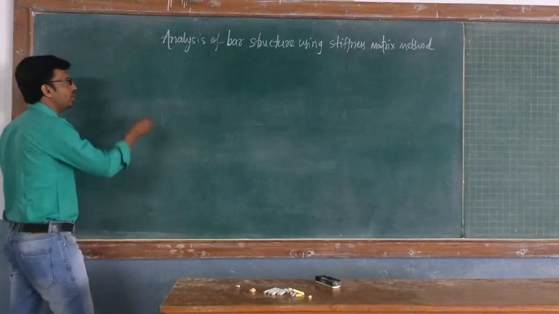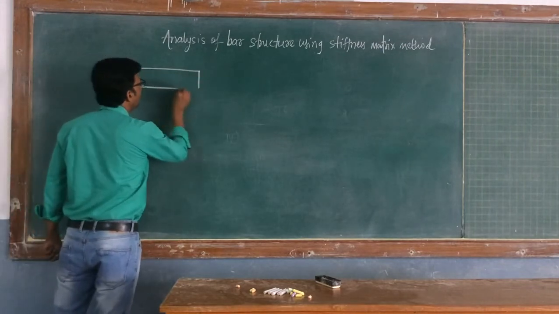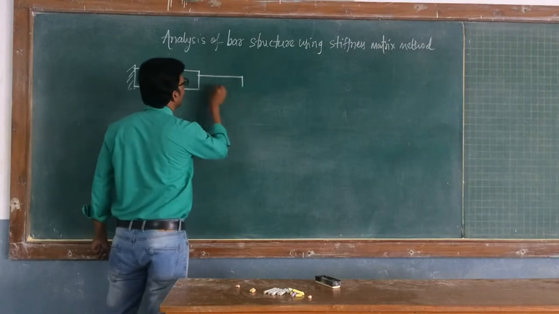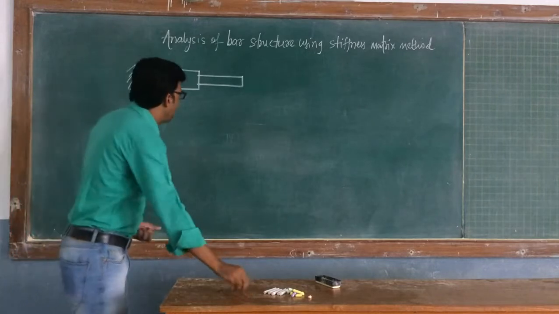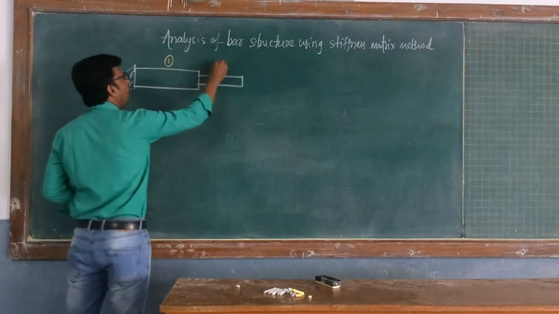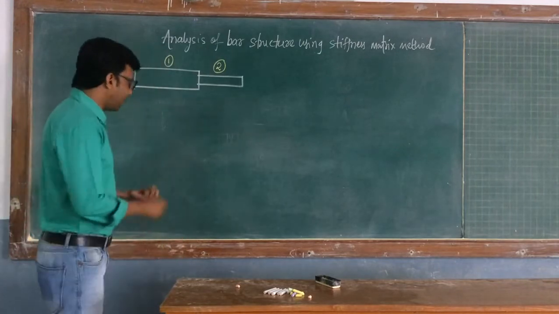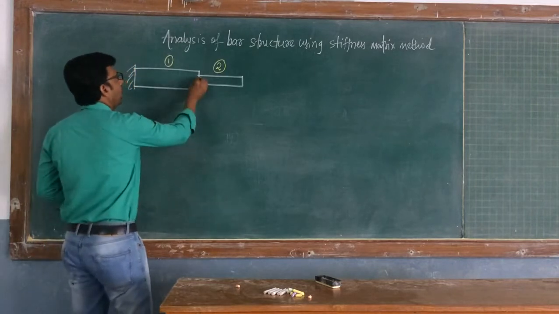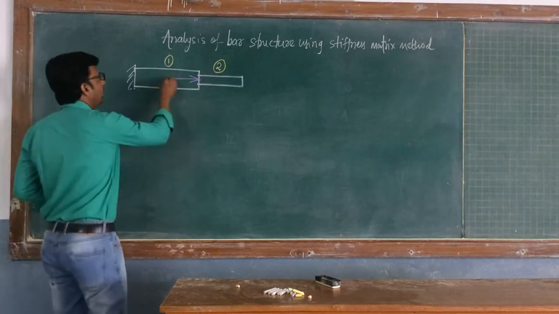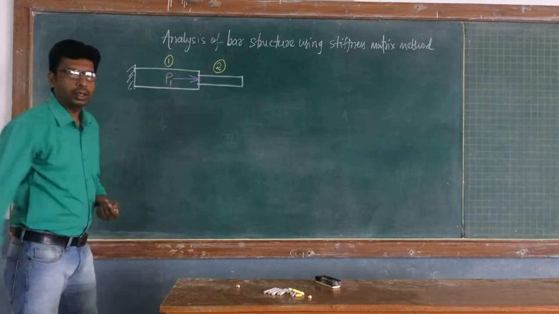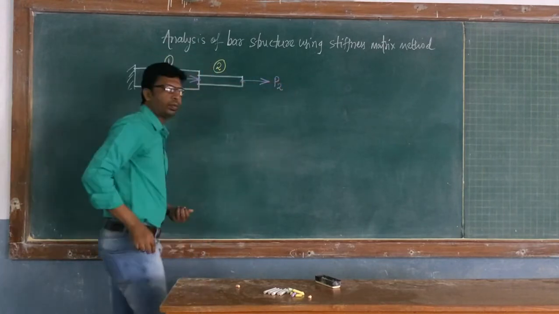If you consider one bar structure having two members, this is member 1 and this is member 2, okay, subjected to some forces. Let us assume one force is acting here, let it be force P1 and this is force P2, okay.